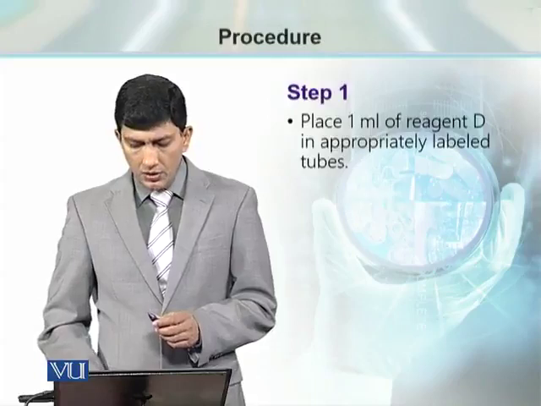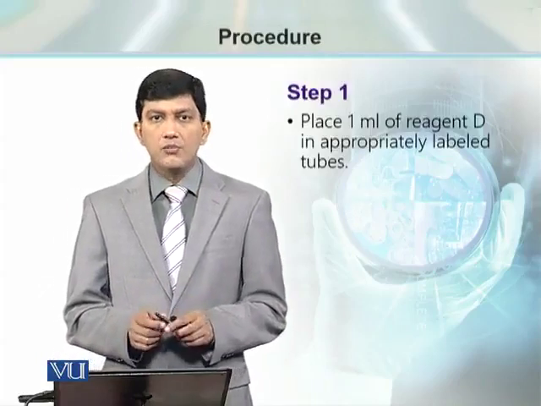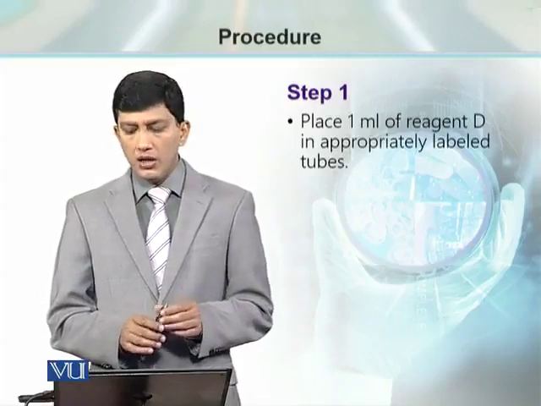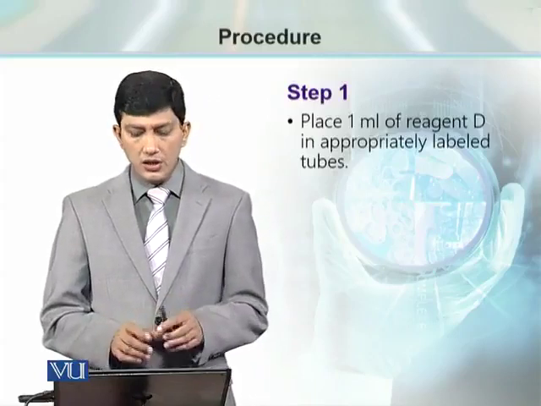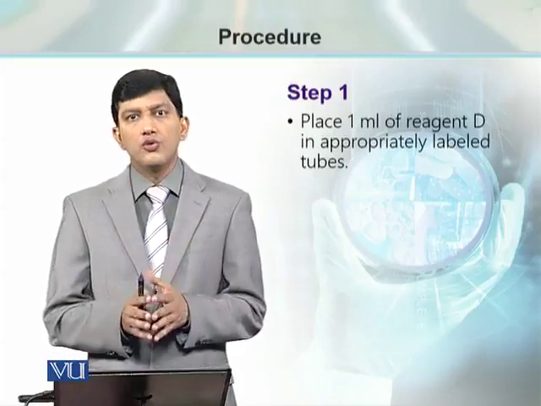So we have to use reagent D as a major solvent, and we need 1 milliliter of this reagent D in the tubes, in the test tubes which we are going to use for the assay.